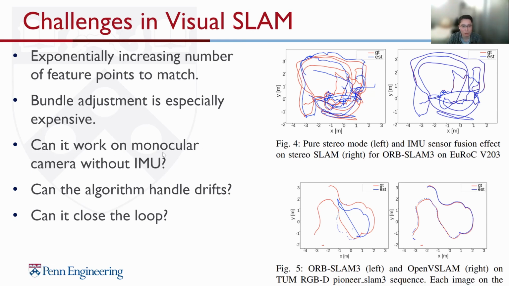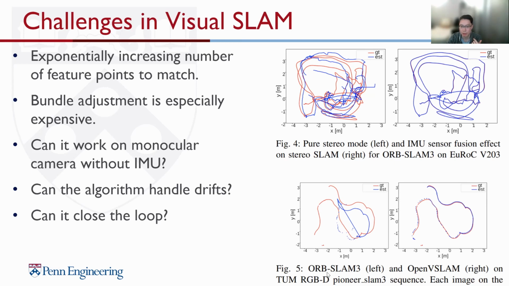Can we work on a monocular camera without IMU? Like we don't have a correction of the drift, or a correction of the sudden movements. With sudden movements, usually you just lose everything visually, right? Your features may not overlap at all. So we probably want a very fast, global shutter camera for doing that. And yeah, can your algorithm handle drifts? Can your algorithm close the loop?